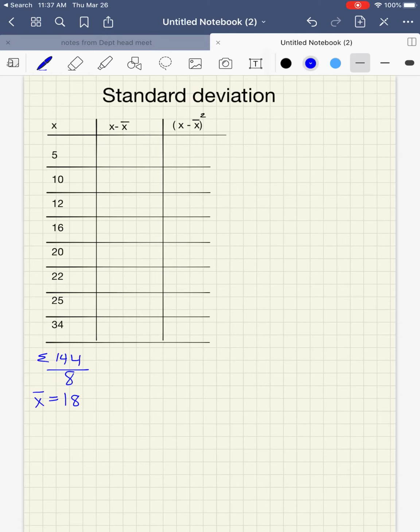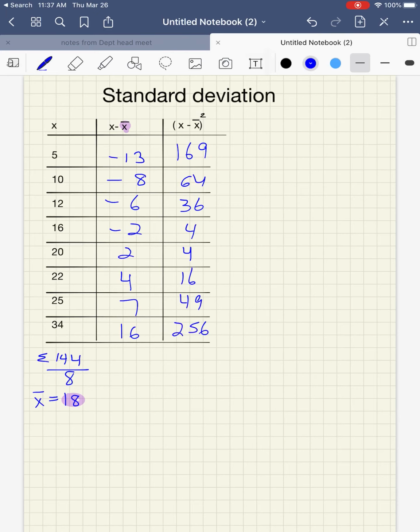I'm going to use that here. So 5 minus 18, 10 minus 18, 12 minus 18, 16 minus 18, 20 minus 18, 22, 25 minus 18, and 34 minus 18. Again, I'm going to square each of those numbers. I get 169. I get 64, 36, 4, 4, 16, 49, and then 256.